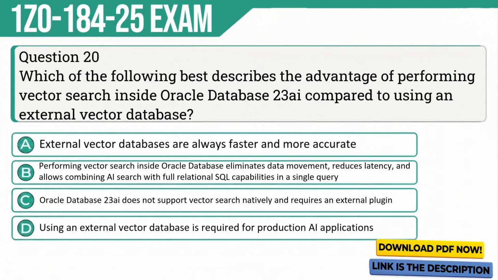Question 20. Which of the following best describes the advantage of performing vector search inside Oracle Database 23AI compared to using an external vector database? A. External vector databases are always faster and more accurate. B. Performing vector search inside Oracle database eliminates data movement, reduces latency, and allows combining AI search with full relational SQL capabilities in a single query. C. Oracle Database 23 AI does not support vector search natively and requires an external plugin. D. Using an external vector database is required for production AI applications.